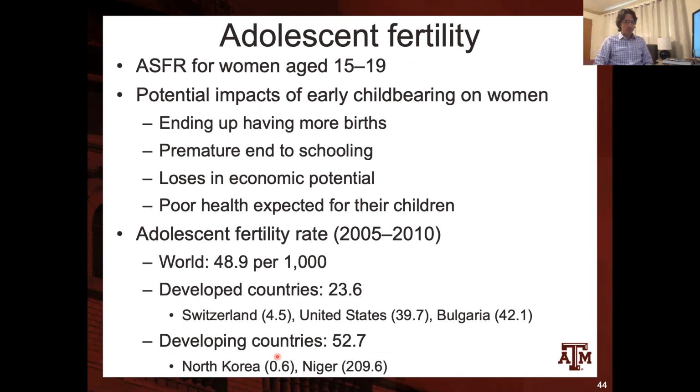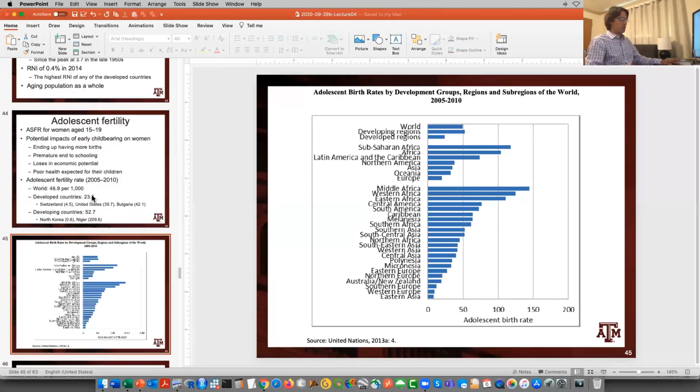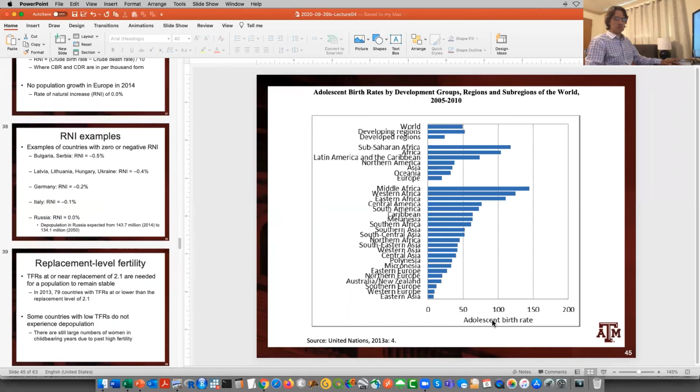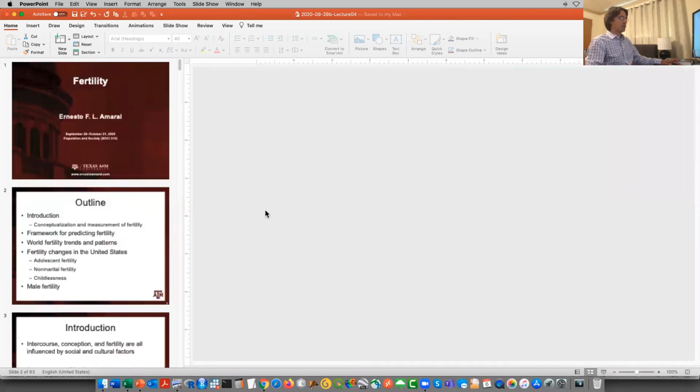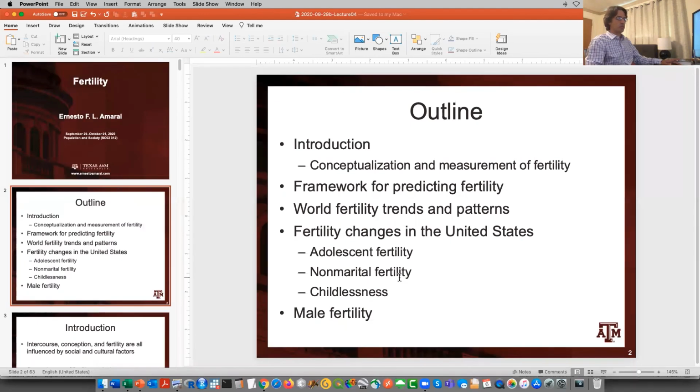It's exactly 4:30 now, so I will continue on this topic in the next class. We still have, let me just show you here, the part about the US. I focus on adolescent fertility, non-marital fertility, childlessness, and then male fertility. And then after that, we will enter mortality.